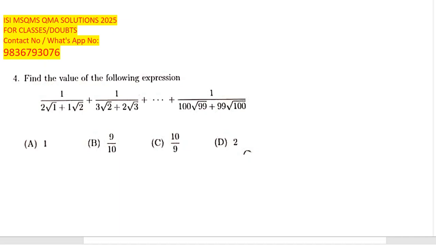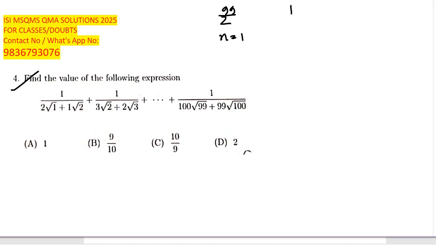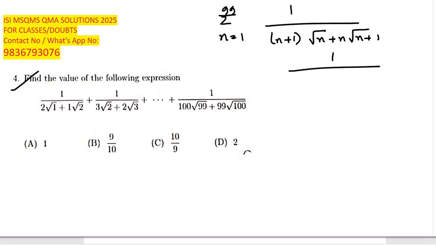So here we are having question number 4. We have to solve this expression. We are given the expression of the form summation of n, 1 by (n plus 1) root n plus n root (n plus 1). So the general term is 1 by (n plus 1) root n plus n root (n plus 1).